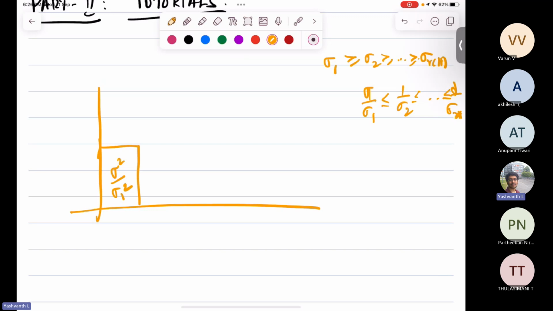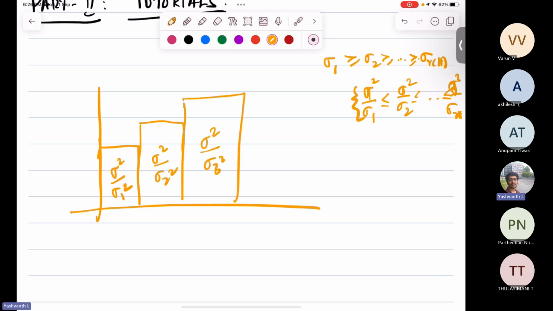So multiply by sigma squared on all sides. That means the bar of the first stream will be the least height. The second bar will be the second least height. The third bar will be the third least height, and so on, till the last bar, which will be sigma squared by sigma r squared.